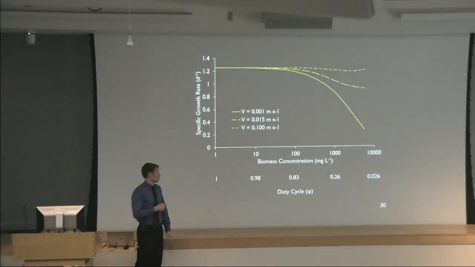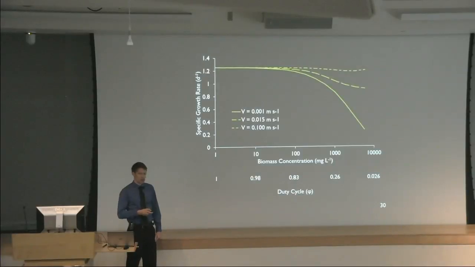So next, looking at how the biomass concentration affects growth, here is the biomass concentration. And what you see is that as biomass concentration increases, the model predicts a decrease in growth. However, if you mix the culture very rapidly, you can blend the light and dark and essentially eliminate that effect.